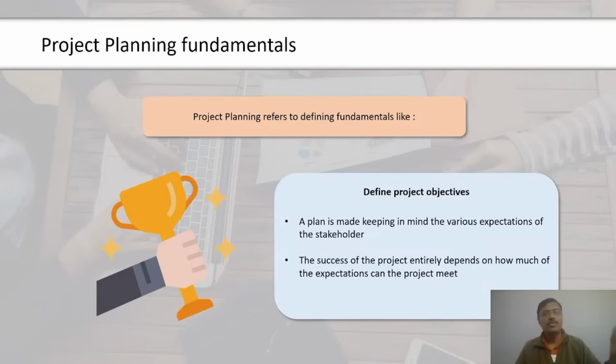In the process of estimation, several other project documents may also be updated. For example, the resource estimates are directly correlated with cost estimates. Let's now move on to the next process. Estimate activity durations. The next process is to estimate the duration required to complete each of the activities.